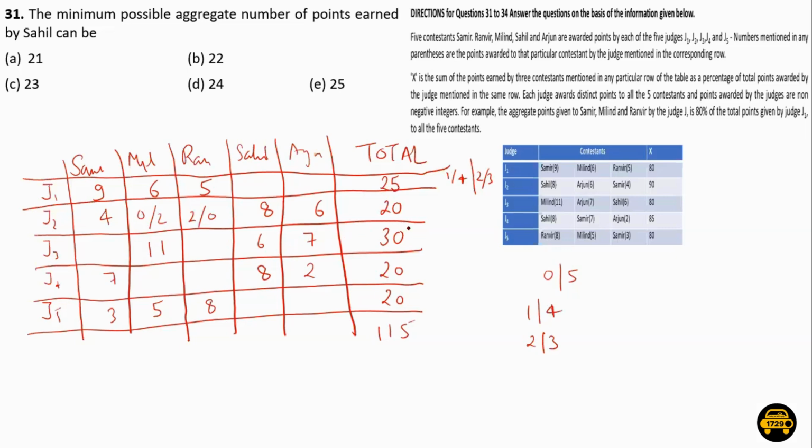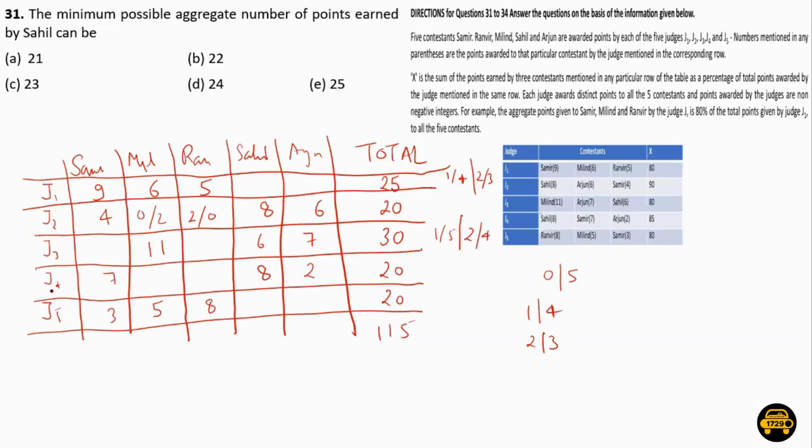So we have to distribute 6 points in how many ways? So one is 0 6, which is not possible because 6 is already there. The other way can be 1 5 or 5 1, and the next way can be 2 4 or 4 2. Again, 3 3 is not possible because both of them will get the same point.